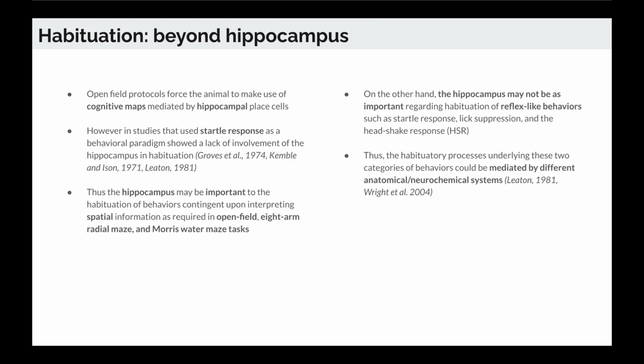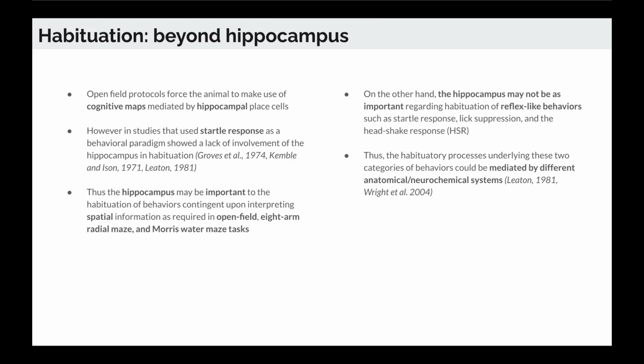But there are different approaches, different from the spatial approach. For example, there are studies that use the startle response. We'll discuss that response later. It's basically when, in response to some sudden stimulus, the animal does like this. All muscles contract and the animal is alert. So it's a startle. And they show that in the startle response, the hippocampus is mainly not involved.